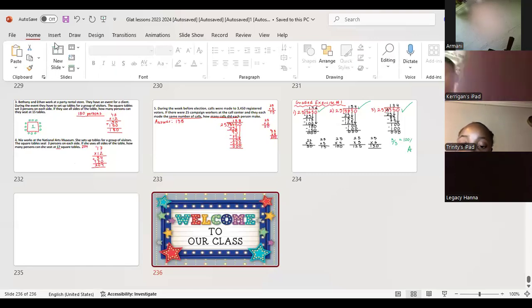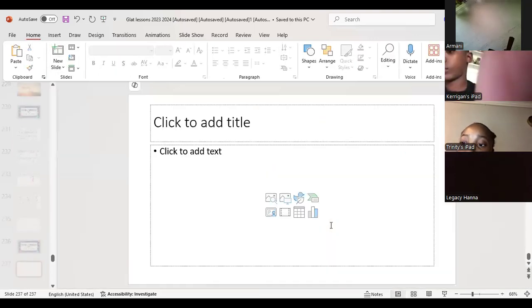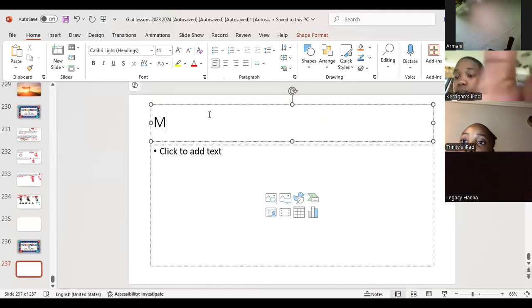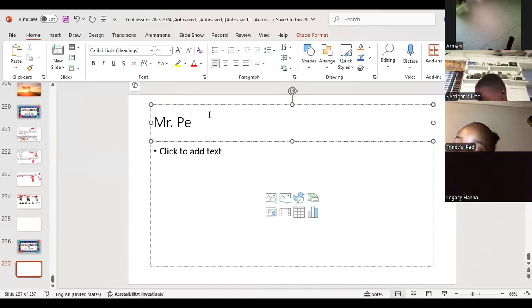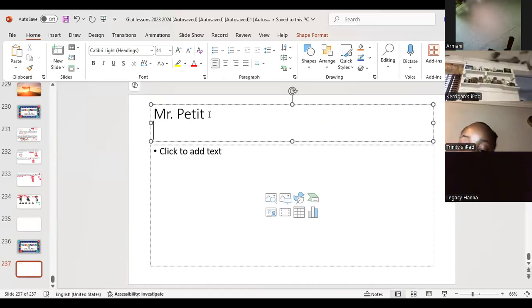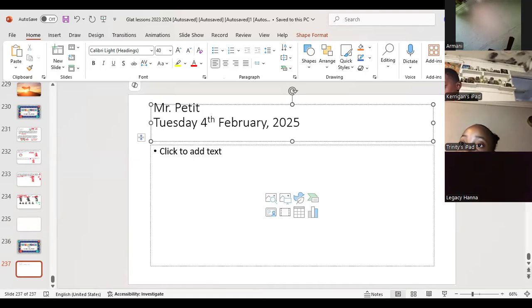All right, so let's head up. Write this down for me, please. Write this down inside of your book. My name is Mr. Petit. Today is Tuesday, the 4th of February, 2025. The subject is, of course, mathematics.